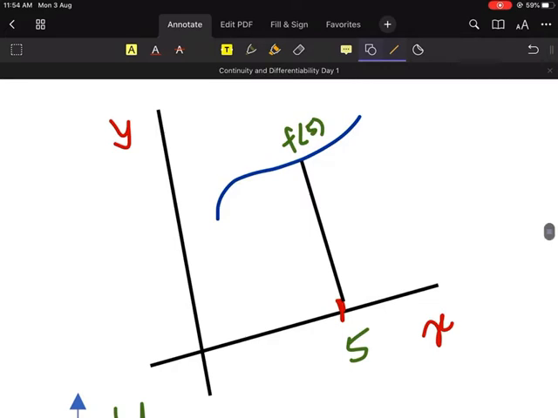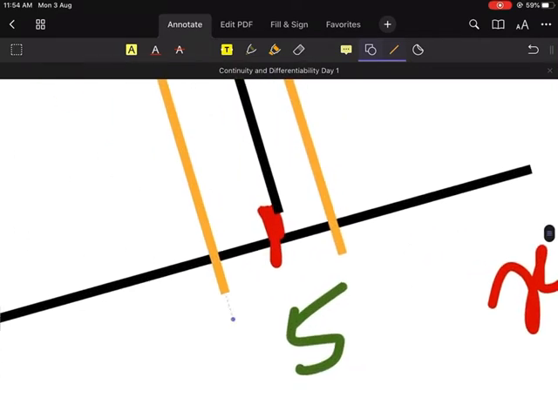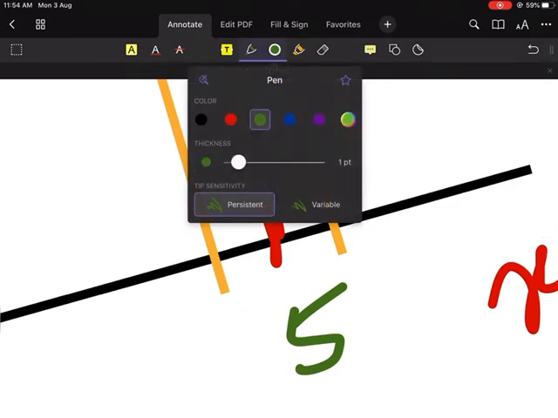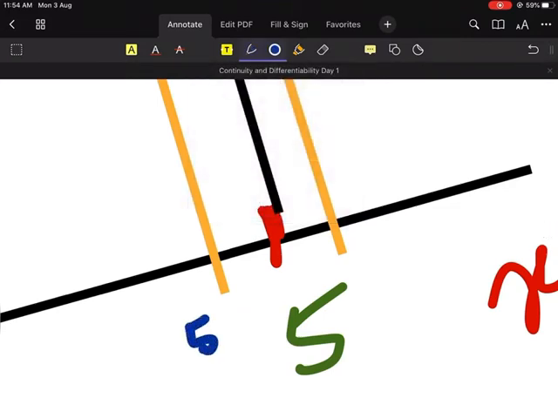I will try to draw another line like this. On the right hand side, it will be like this. Now I will try to draw another line on the left hand side of 5. It will be like this. Now why am I drawing this thing? The reason is I will mark this point as f of 5.